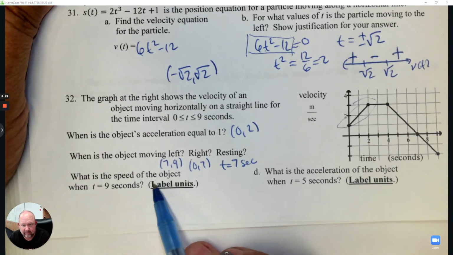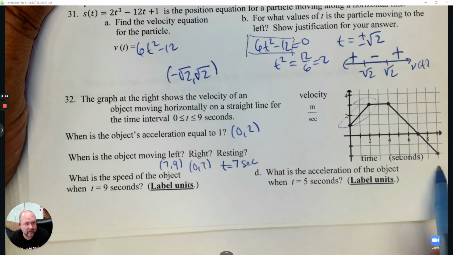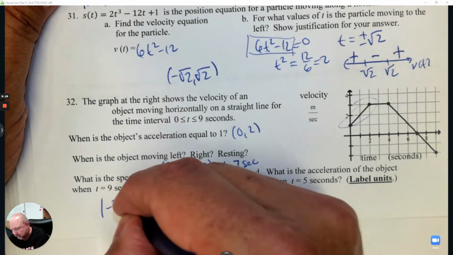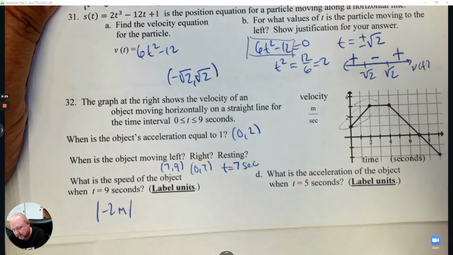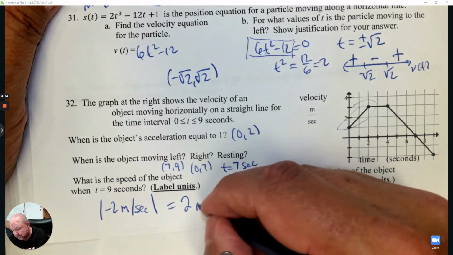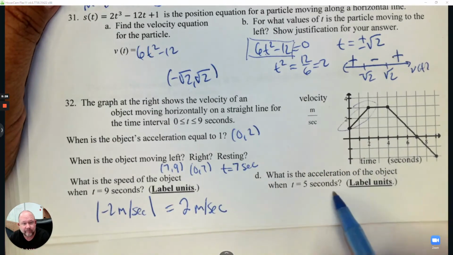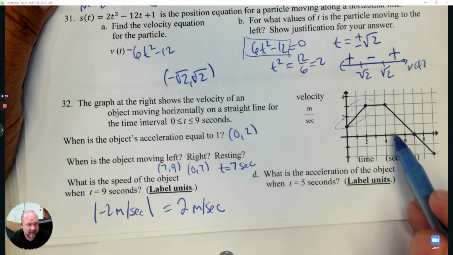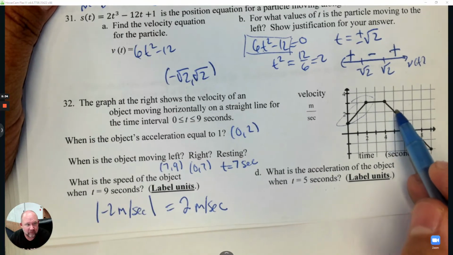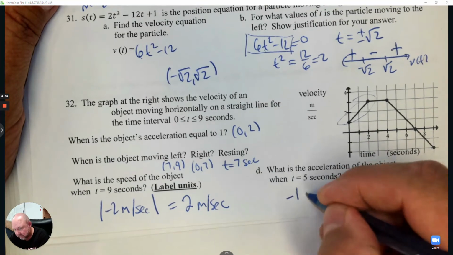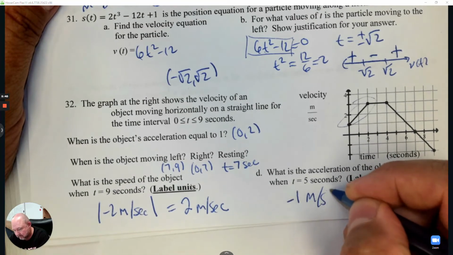What is the speed of the object at 9 seconds? So at 9 seconds, it's -2, and it's the absolute value of that. That's meters per second. And so the answer would be +2 meters per second. What is the acceleration at 5 seconds? So at 5 seconds, what's the slope of this line? Down 1 and to the right 1, the acceleration's -1 meters per second squared.